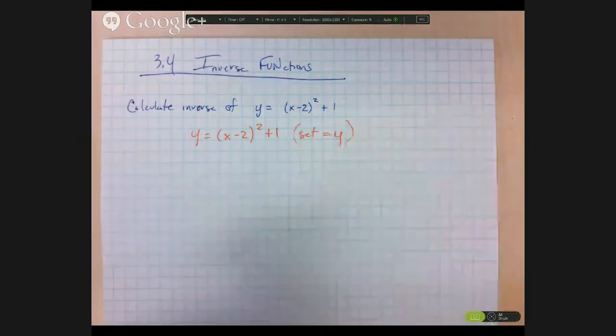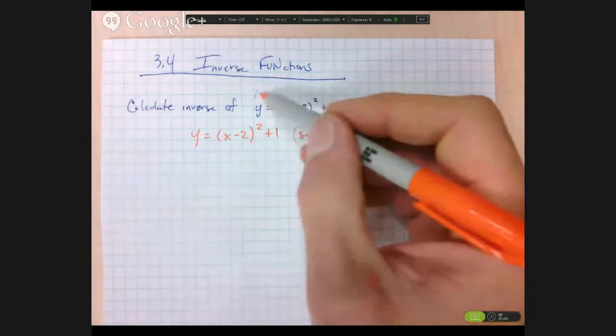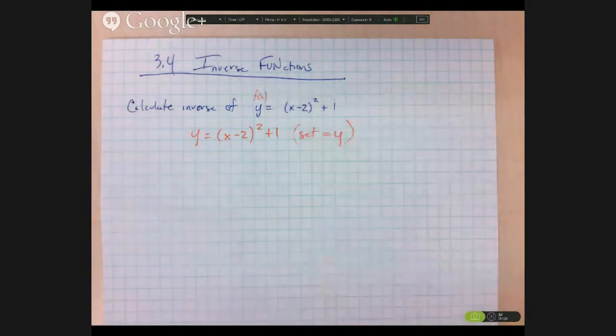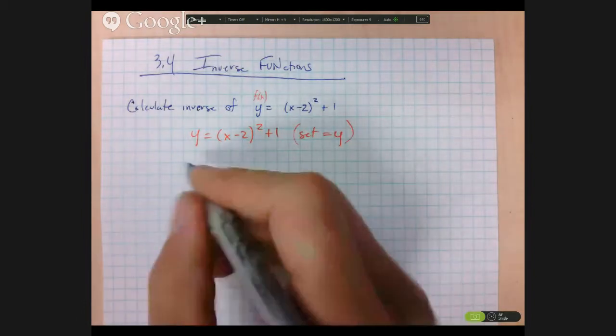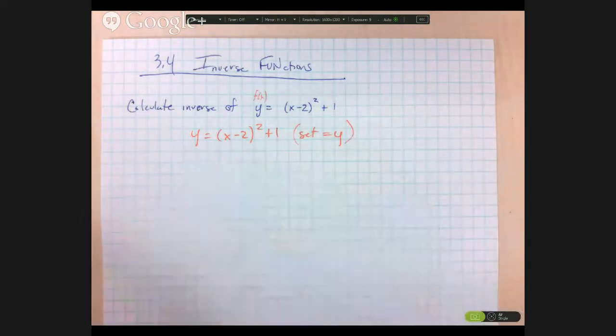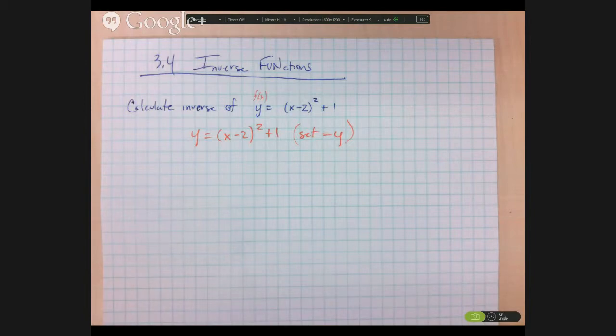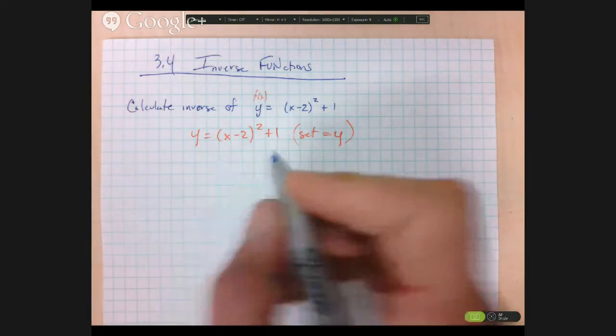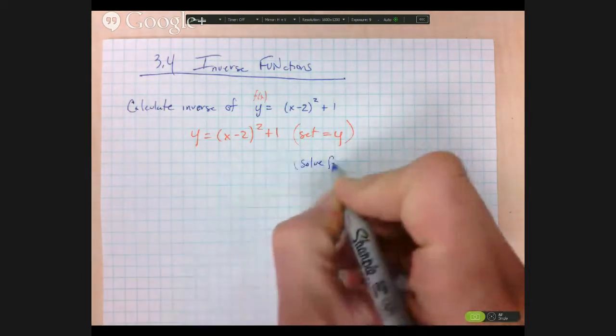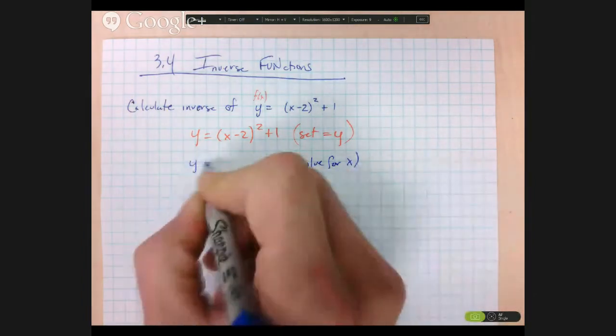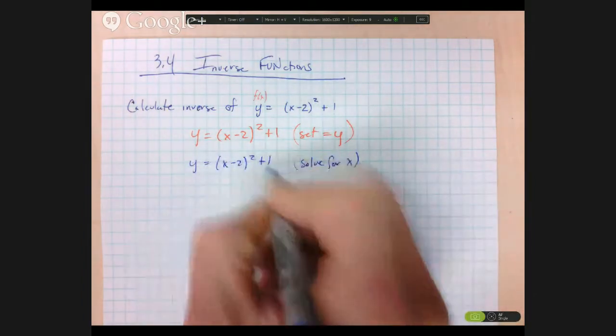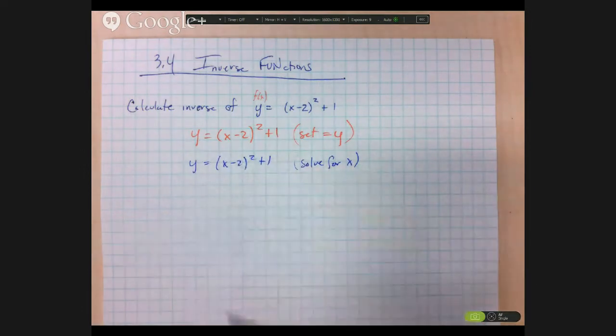Okay, the first step is to set it equal to y. If this is f of x, you just set it equal to y. All right. Next, what did you say, Logan? There's two ways you can do it. You can solve for x first, or you can swap x and y. Take your pick. Solve for x. Okay, so if we're going to solve for x, Logan said subtract 1.